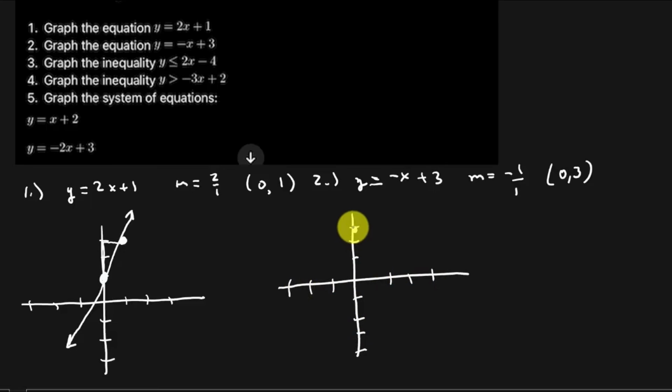So we're going to plot our point (0, 3). And then the rise is negative 1, so I'm going down 1. The run is positive 1, so I go to the right 1, and there's my next point. And so this would be your graph.